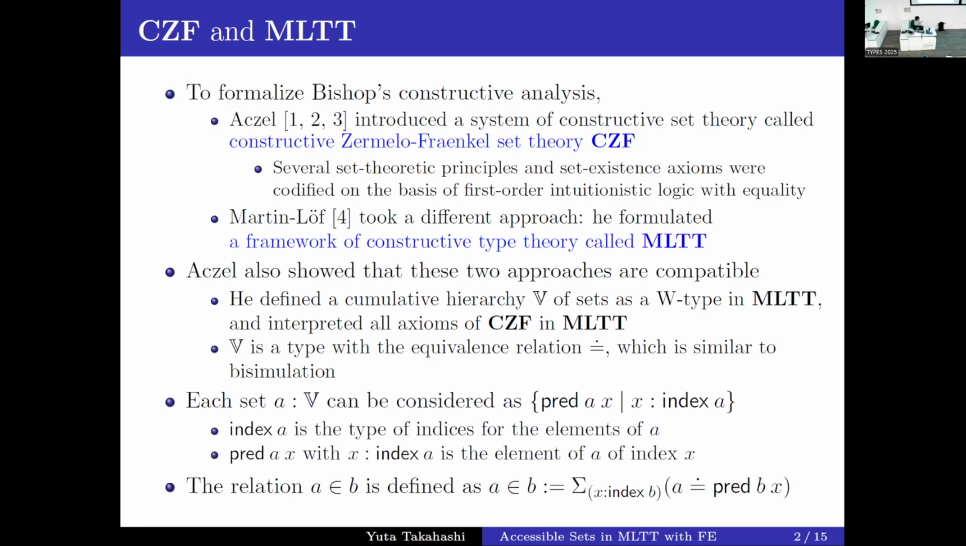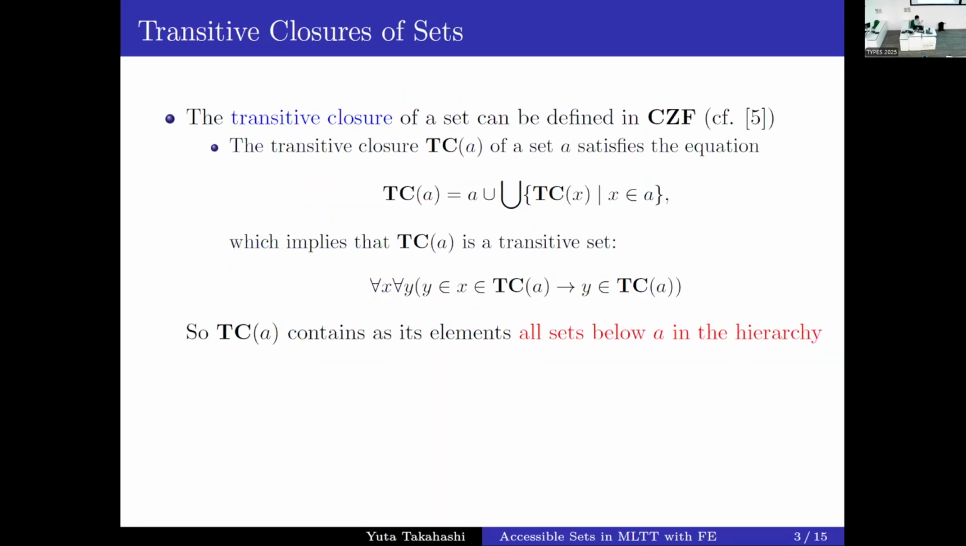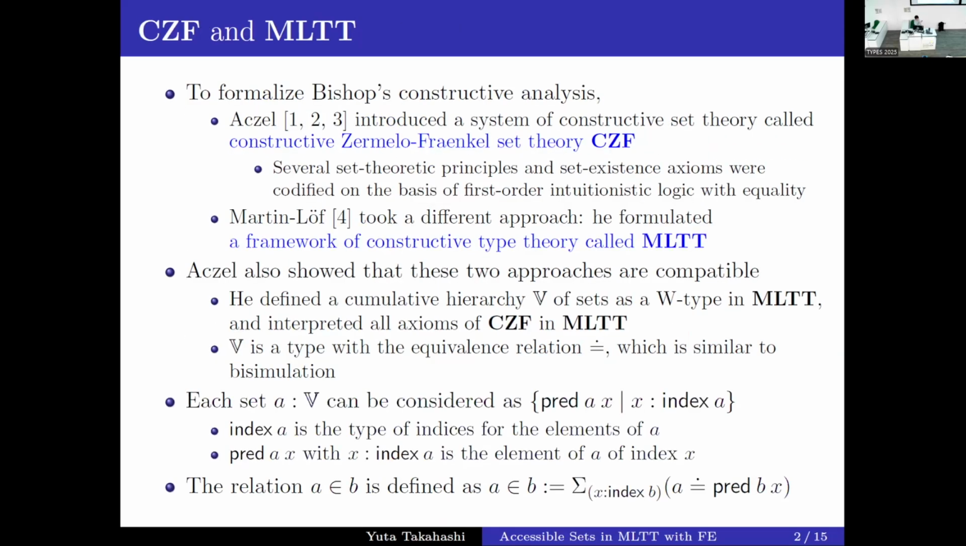Informally, each set can be considered in this way. Here, Index A is the type of indices for the elements of A, and the predecessor A x, for x of type Index A, is the element of A of index x. So each set has its indices, and it consists of the predecessor sets of these indices. Then the membership relation is defined in this way. Namely, a is equal to some predecessor set of b.